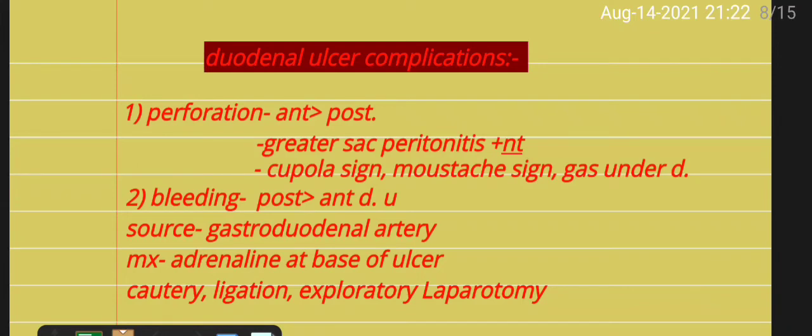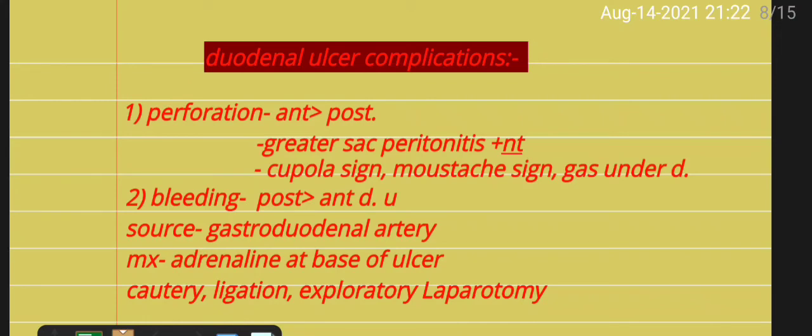Further briefing the important points, we have to know the etiological parts, which are type B gastritis and type A gastritis. Type B is due to Helicobacter pylori. Then we have to know the difference between gastric and duodenal ulcer, and then the complication parts.